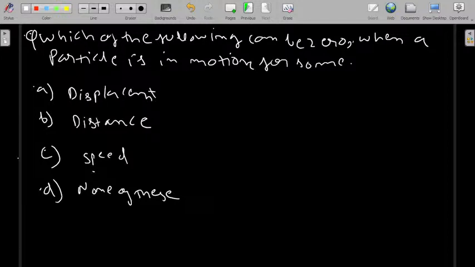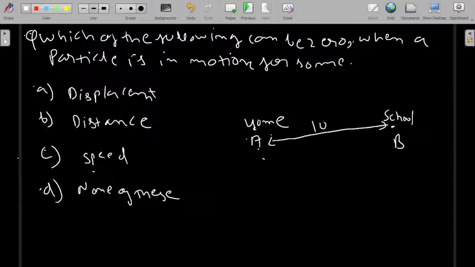Suppose I start from point A, and point A is my home. Suppose I went to this point B, and point B is my school. The distance between my home and school is 10 kilometers. In the morning at 8 a.m. I went to school, and I reached at 8:45.